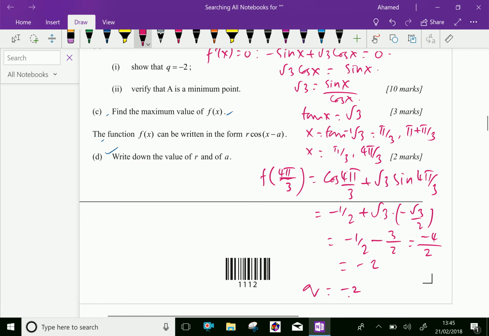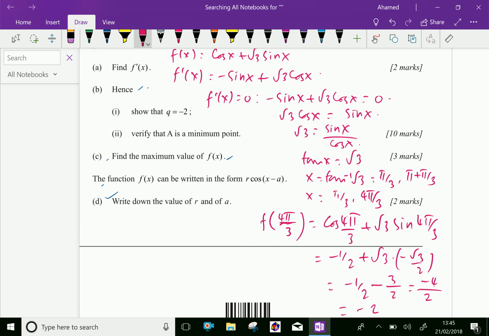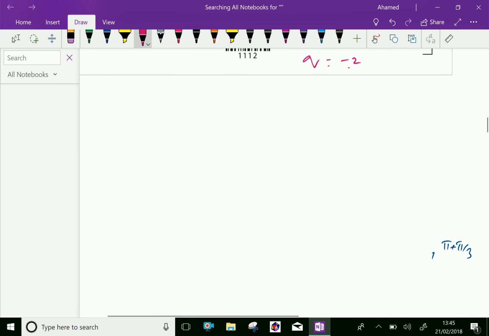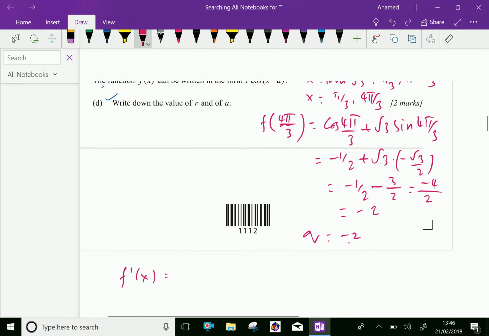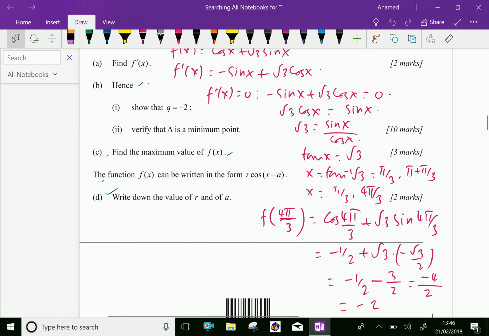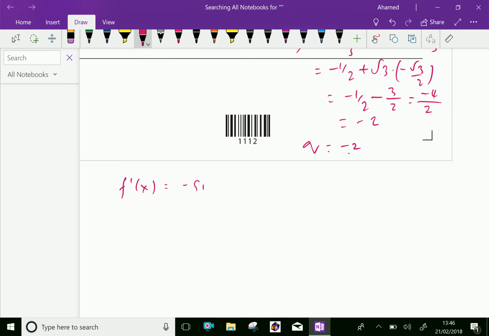Now, next question: verify A is a minimum point. For that, to find the minimum point, we have f'(x). Already we got f'(x) is minus sin x plus root 3 cos x.